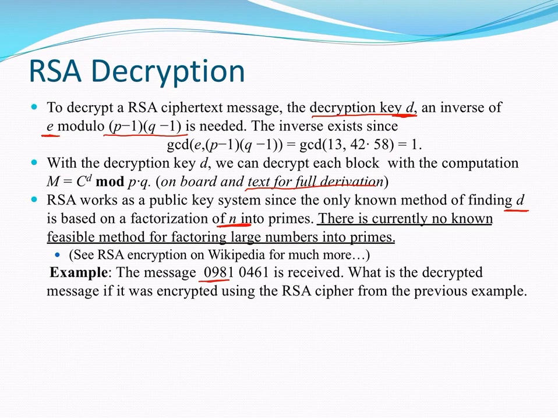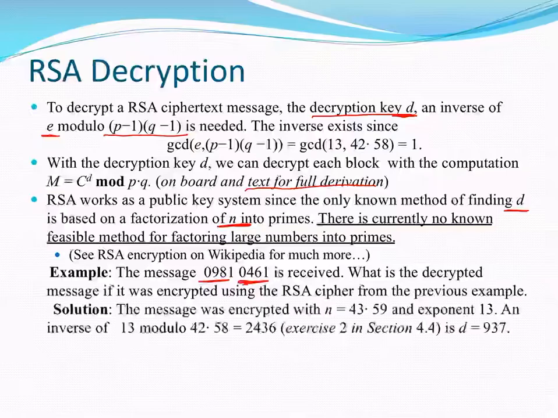Here, let's look at an example of decryption. We received the message 0981 and 0461, and we know how it was encrypted. If we know the decryption key, then we can read it. So it was sent using our n from earlier. The exponent was 13, so I'll need to find the inverse of that.